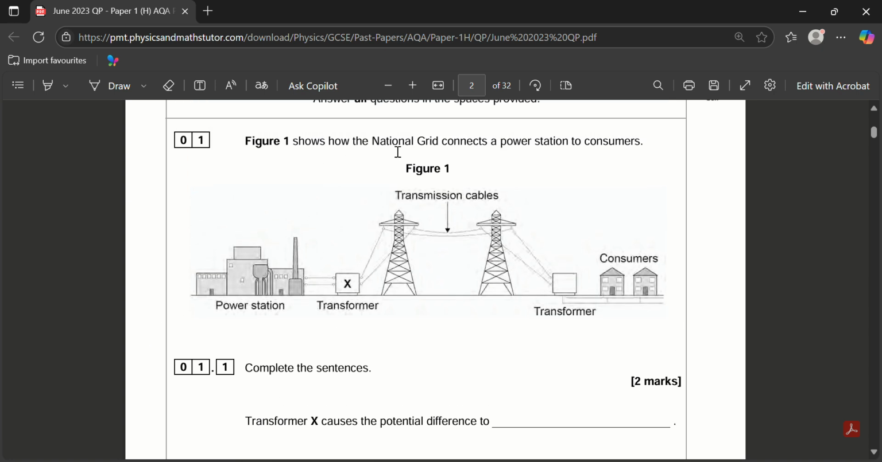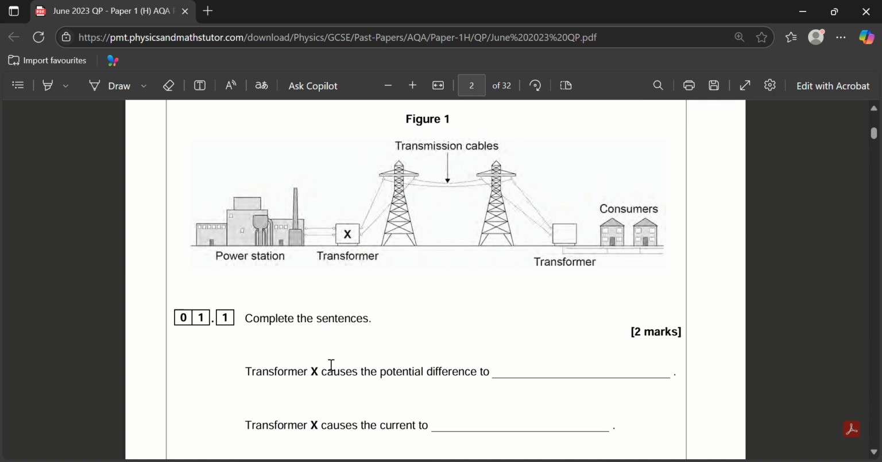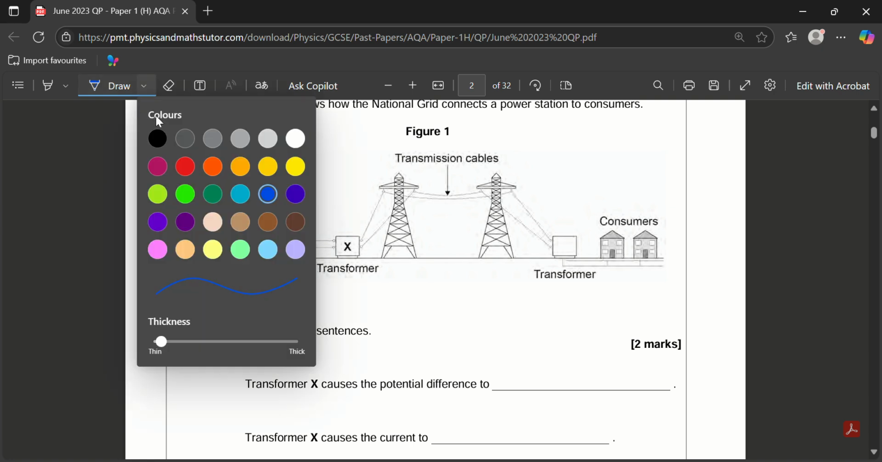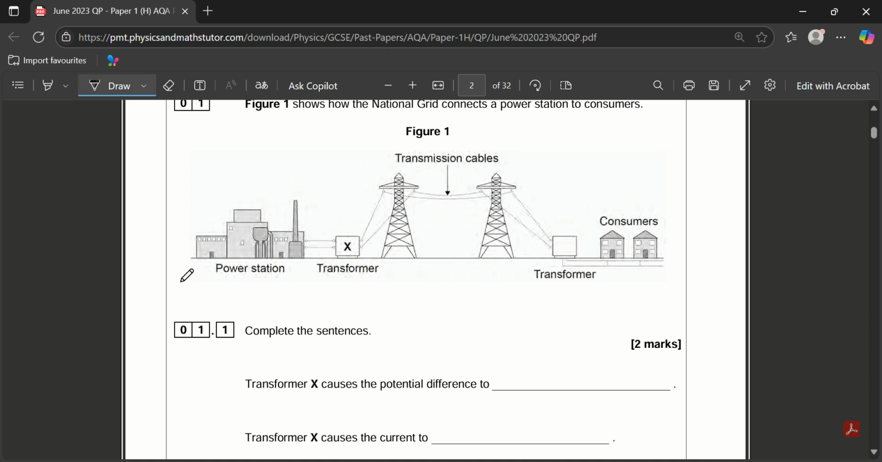Figure 1 shows how the national grid connects a power station to consumers. Complete the sentences. Transformer X looks like a step-up transformer here before the transmission cables and just after the power station. Transformer X causes the potential difference to increase. That voltage is going to go up.